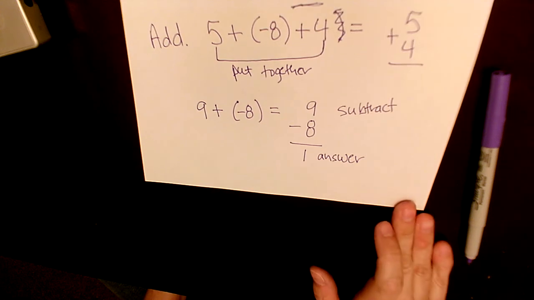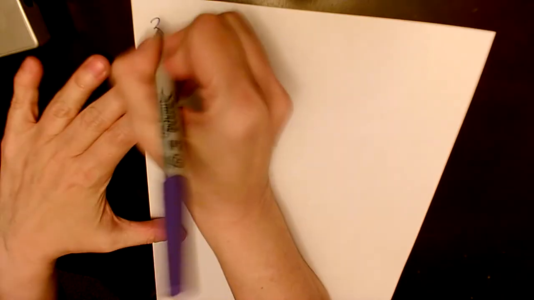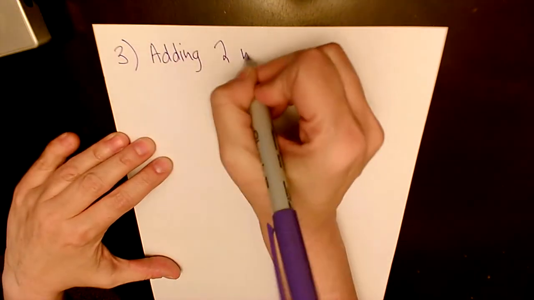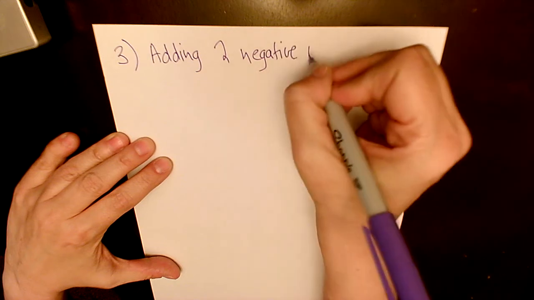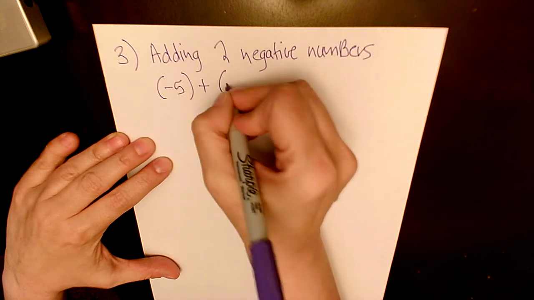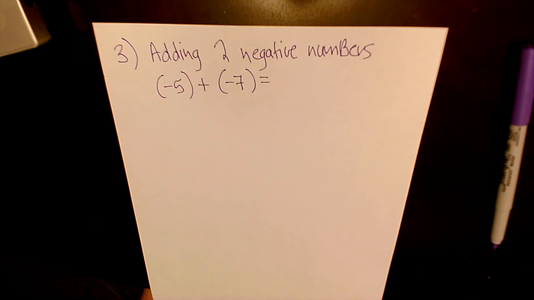Okay, so we've done when we've had both positives. We've done when we've had a positive and a negative. We've done a couple of those. What if we're adding 2 negatives? What's going to happen then? So this is adding two negative numbers. And again, you don't need the parentheses, that's just how they show it in the book and on the homework. If you want to take the parentheses out around the negatives, you can.